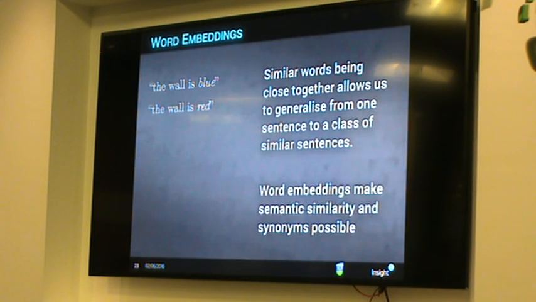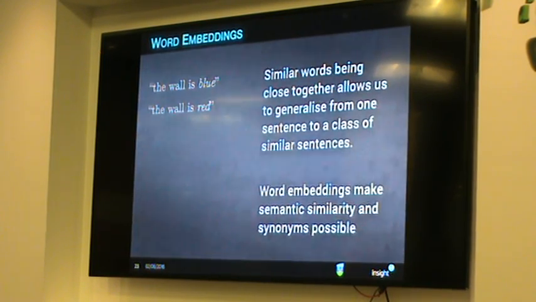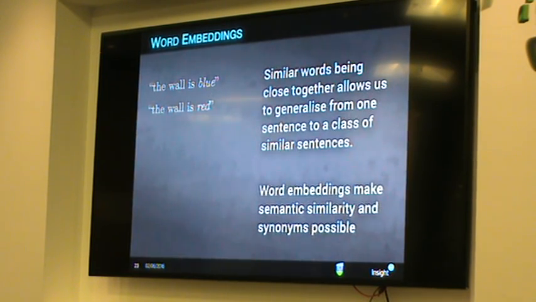And the idea is that, again, by similar words being close together, this allows us to generalize from a sentence to a class of similar sentences. So you can see here that the wall is blue or the wall is red, but the context is kind of the same. So if we can learn from that context this kind of meaning, we get some sort of semantic understanding from the fact that the contexts here are very, very similar.